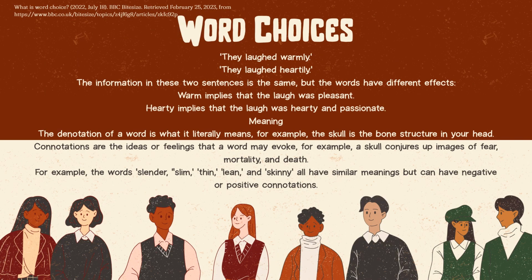Word choices. They laughed warmly. They laughed heartily. The information in these two sentences is the same, but the words have different meanings. The denotation of a word is what it literally means. For example, the skull is the bone structure in your head. Connotations are the ideas or feelings that a word may evoke. For example, a skull conjures up images of fear, mortality, and death.